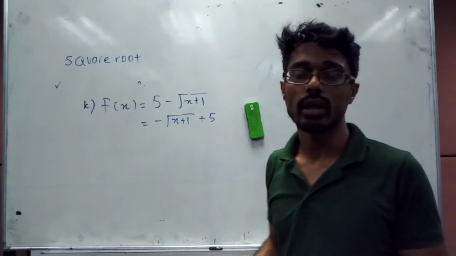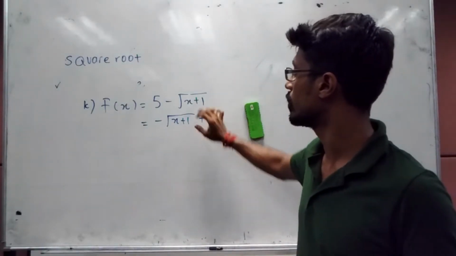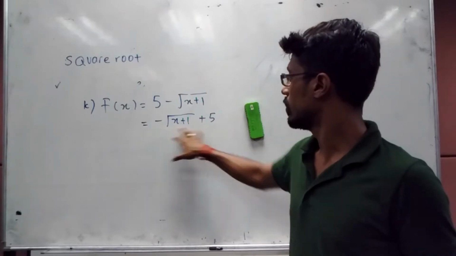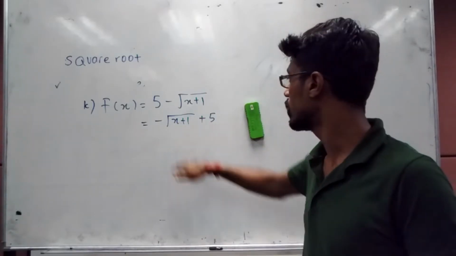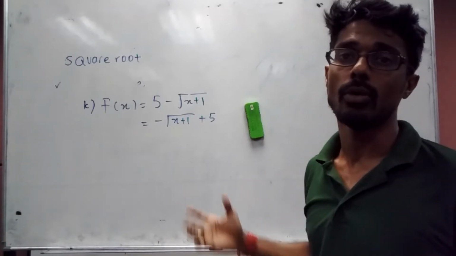Hey guys, so this is the second example for square root function. If you see here, this is the function that we're going to draw. And looking here, you can see that I have actually rearranged this. Why? So it'll be easier for me to draw.